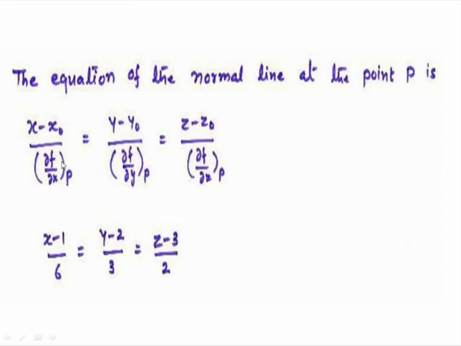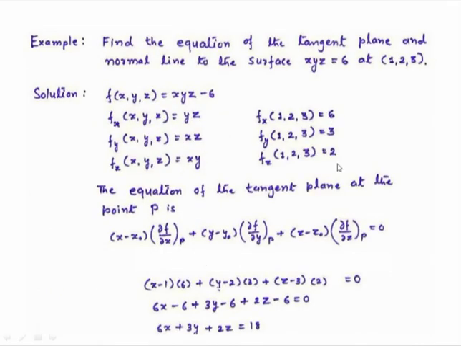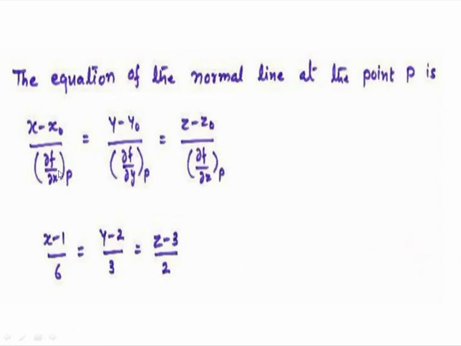So x minus 1, we have already calculated all these partial derivatives at the given point (1, 2, 3) are 6, 3 and 2 respectively. See, 6, 3 and 2. So our equation of the normal line at the point P is (x minus 1) upon 6 is equal to (y minus 2) upon 3 is equal to (z minus 3) upon 2. So this is our final equation of the normal line. Now let us take another example.